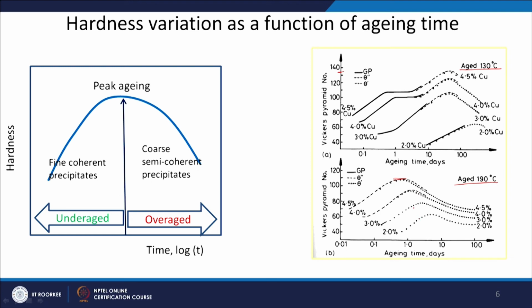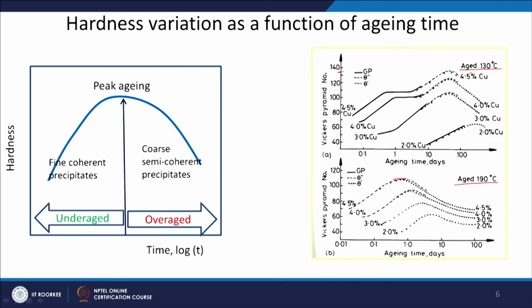Okay. So, what you can try to do is combine the two aging processes. What you will do is start with 130, so that you have a large number of GP zones, and you try to have the maximum number of GP zones forming, and then you go to 190 degrees Celsius to speed up the process. So, this can be called a two-step aging treatment. Initially you want more GP zone formation, so 130 degrees Celsius, then you go to 190.